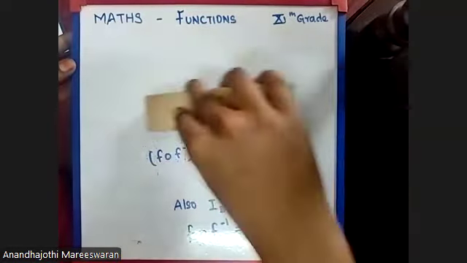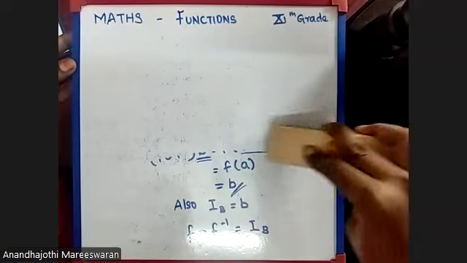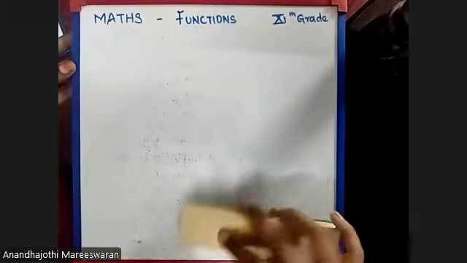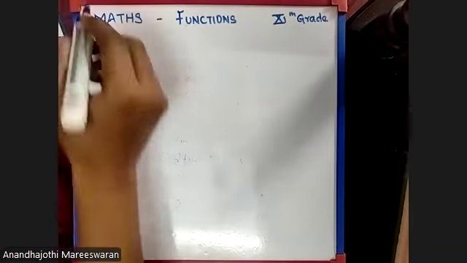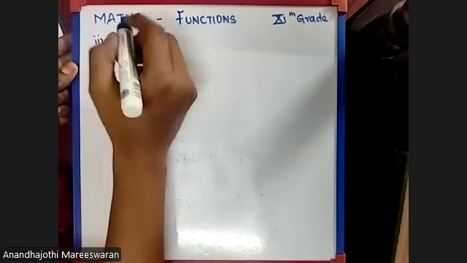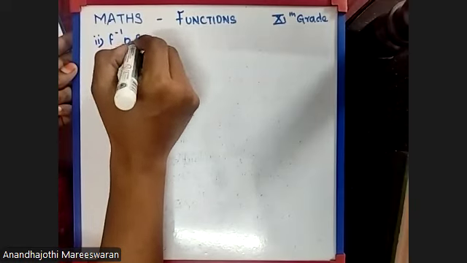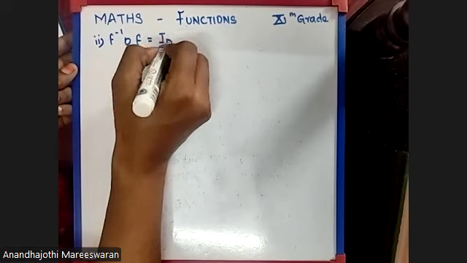So we are done with the first part. Now we are going to move towards the second part. What is the second thing I have to prove? The second thing I have to prove is F inverse of F equals I_A.